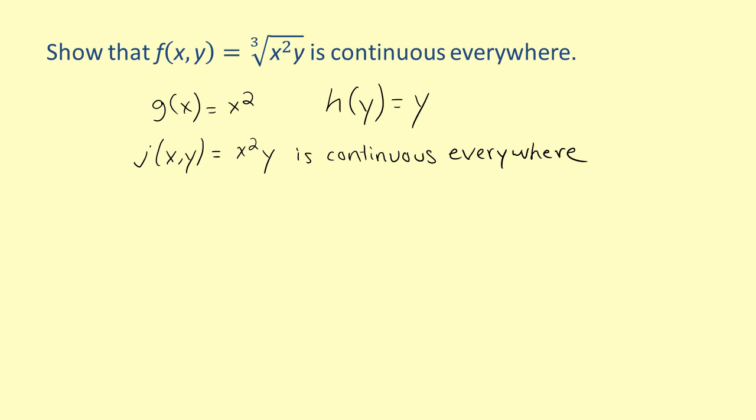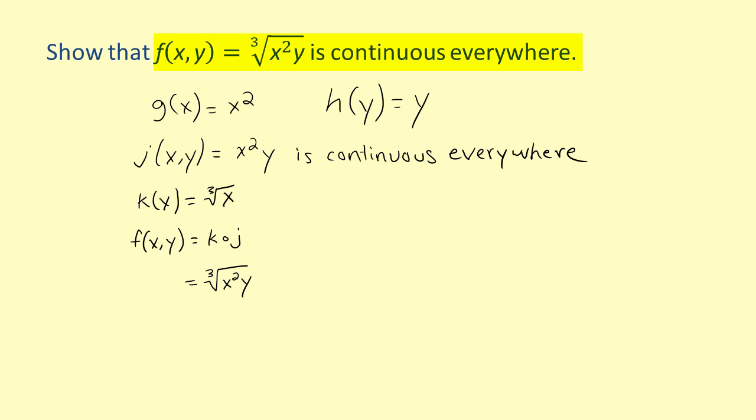We know that the cube root function is continuous for all real numbers, so if we define k of x as the cube root of x, we can compose k of x and j of x,y to get f of x,y equals the cube root of the quantity x squared y. Therefore, by the composition of functions theorem, we know that f of x,y is continuous everywhere because j of x,y and k of x are continuous for all real numbers.